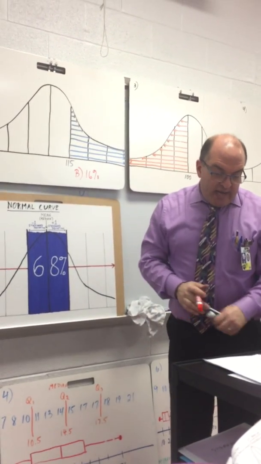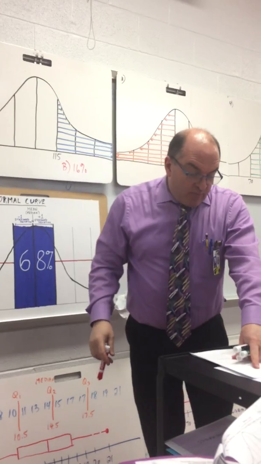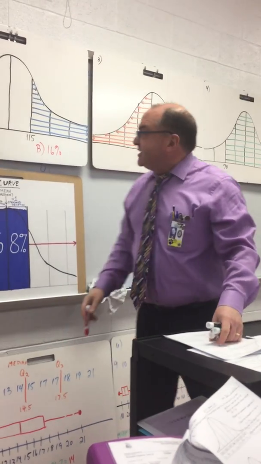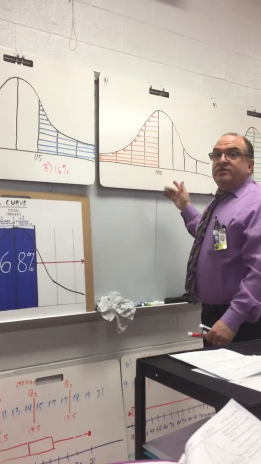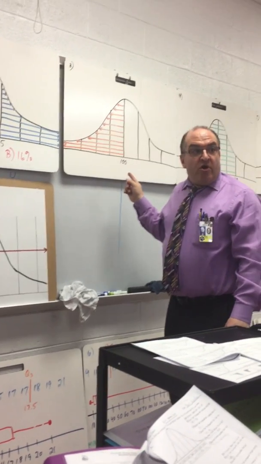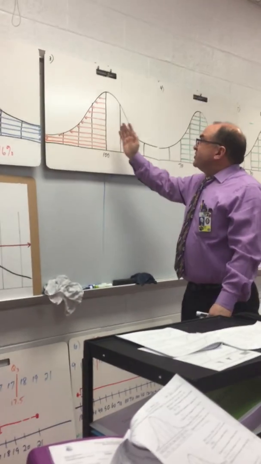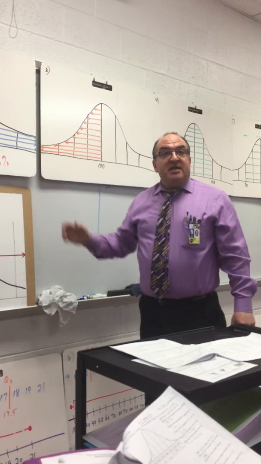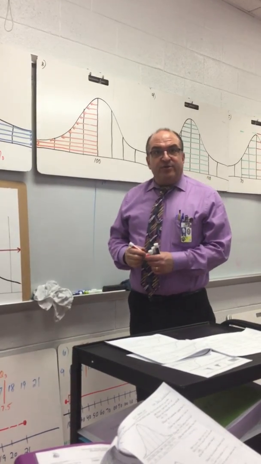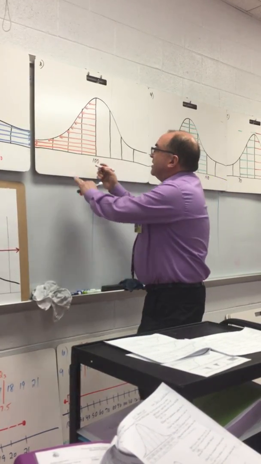All right. What is C? Percent that the random number is less than 100. 100 is the what? 100 is the mean. What percent is less than 100? 50%. That's half, right?